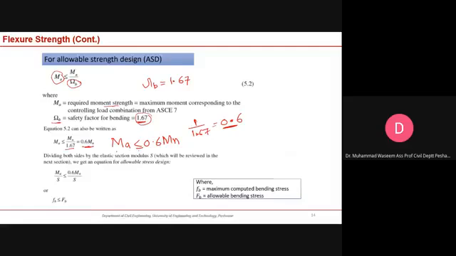Now if you divide both sides by S, what is S? Like Ma is less than or equal to 0.6 Mn. If you divide by S, S is the elastic section modulus. So this becomes what we call Fb, and Fb is the maximum computed bending stress. And this is called the allowable bending stress. So the allowable bending stress should be greater than or at least equal to the bending stress produced by the loads.